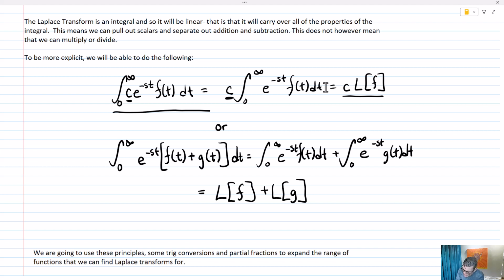With addition, if we have the Laplace transform for the addition of two functions that we can take Laplace transforms of, we can separate out that addition. That means we'll have the Laplace transform of each individual function added together. We're going to utilize those principles and some trig conversions and maybe even partial fractions a little bit later on to expand the range of functions that we can find Laplace transforms for.